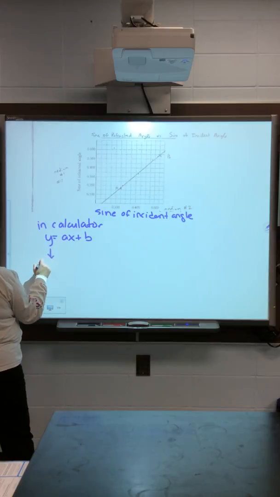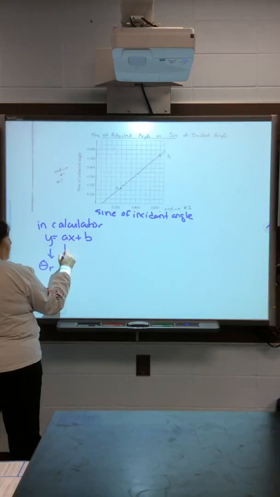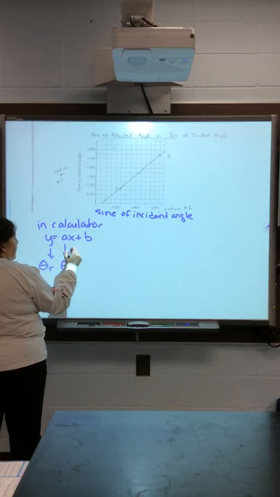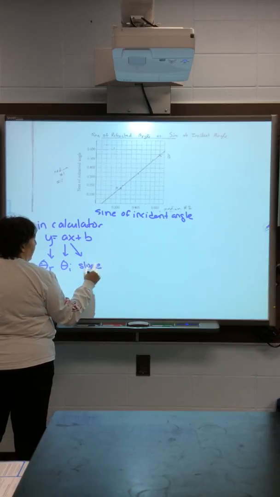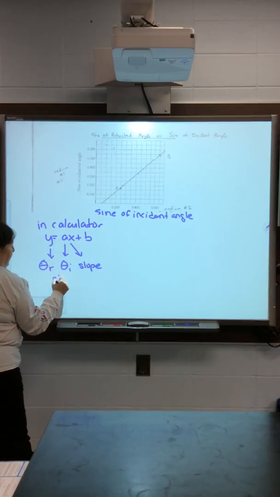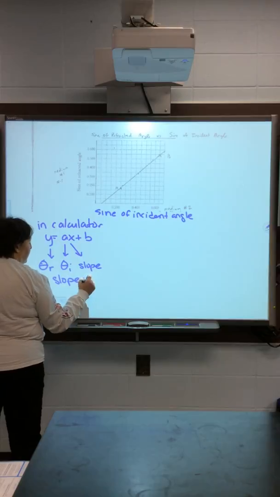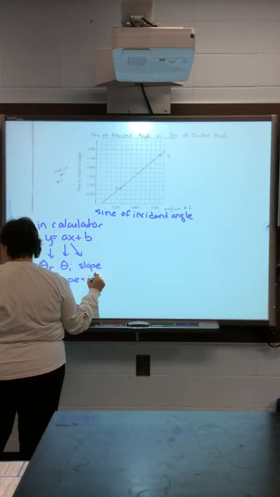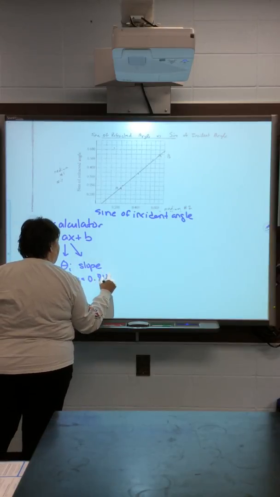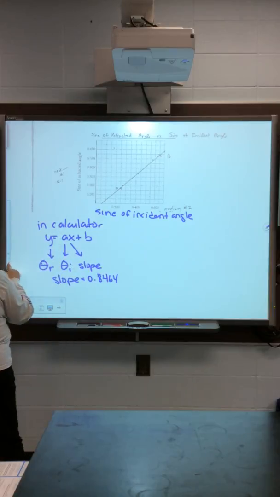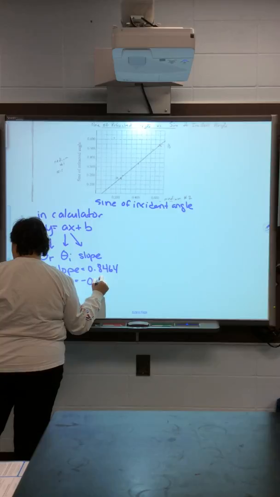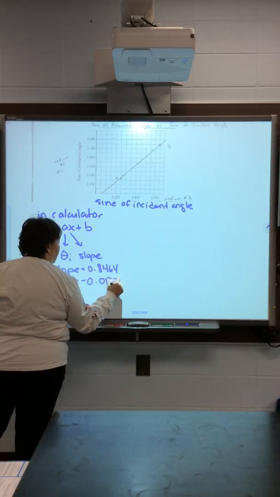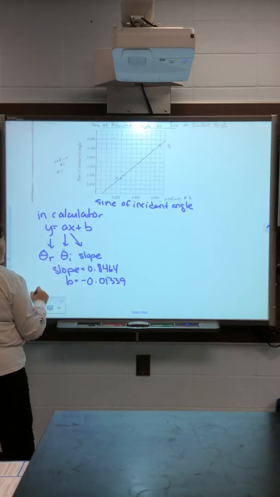So this is going to be your refracted angle, this is going to be your incident angle, and this is going to be your slope. And when you put it through your calculator, slope is going to be equal to 0.8464, and b is going to be negative 0.01339, which means that we won't be looking at b.